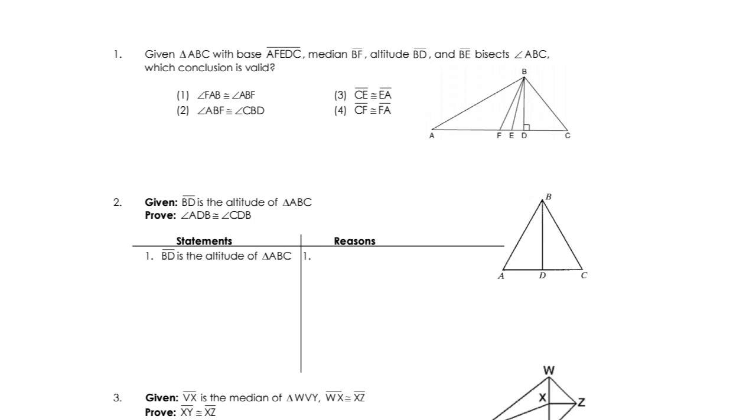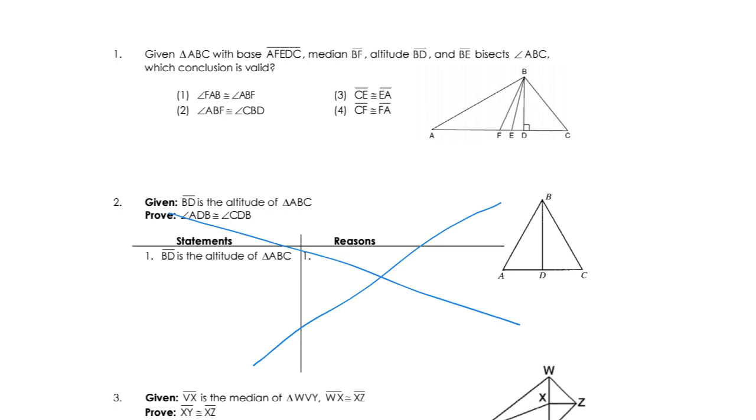All right, guys, so we're on the back side of day 5 notes. And if you notice, we're not going to be able to do number 2 and number 3, but we can do number 1. Number 2 and number 3 are what they call 2-column proofs, and we kind of cut those out this year. Okay, but in number 1, it says given triangle ABC with base AFEDC, which is just a line segment.